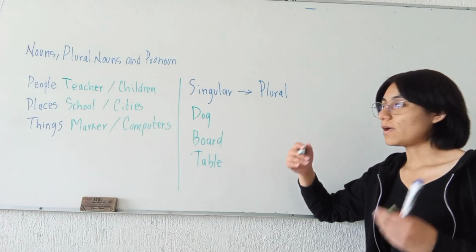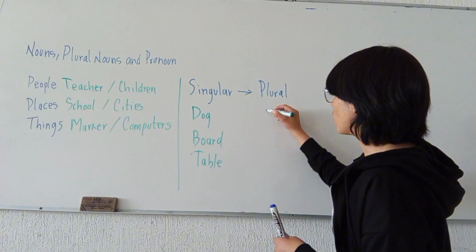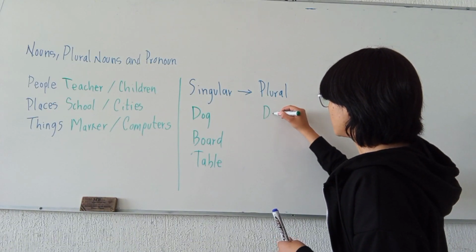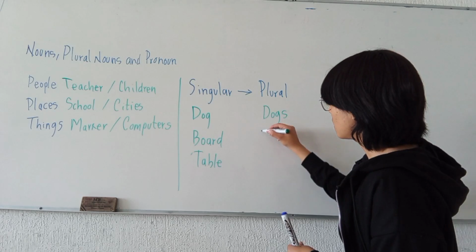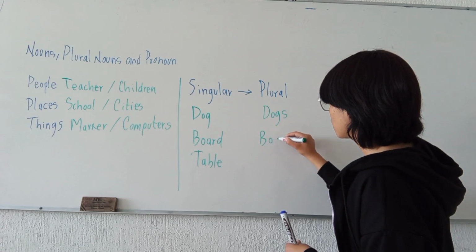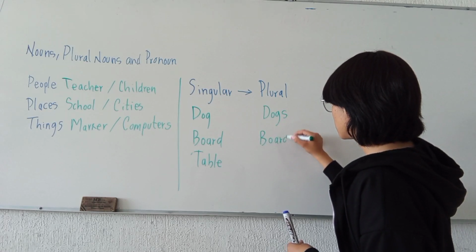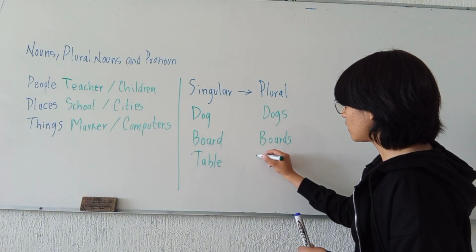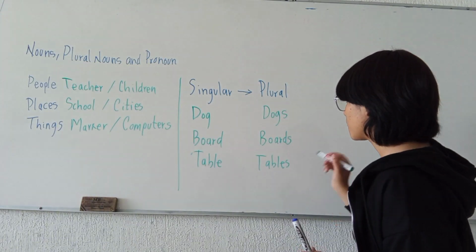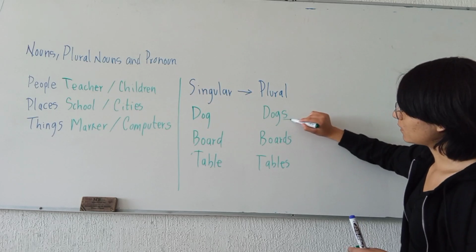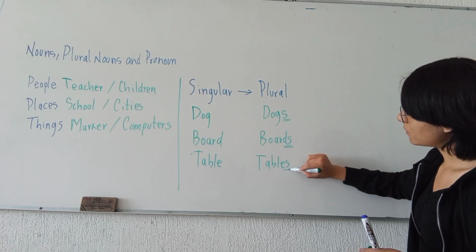In this case, we have to add an S at the end of the word to make it plural. For example, dog changed to dogs, board to boards, and table to tables. As you can see, we are just adding an S at the end of the noun.